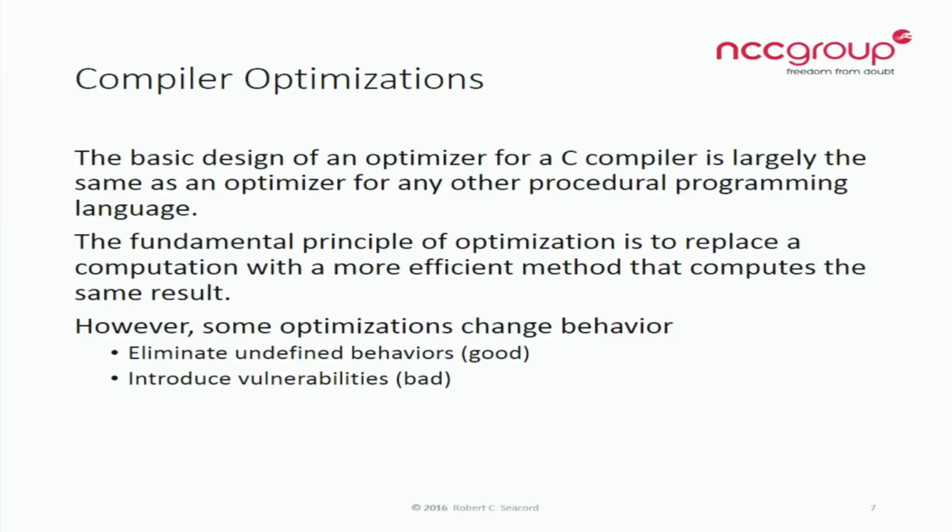So the basic design of an optimizer for a C compiler is the same as for any other procedural language. The fundamental principle is that you want to replace computations with more efficient methods that produce the same results. And then I have this very oversimplistic description where I say, optimizations that eliminate undefined behaviors are good, and optimizations that introduce vulnerabilities are bad, right? So that's pretty basic.